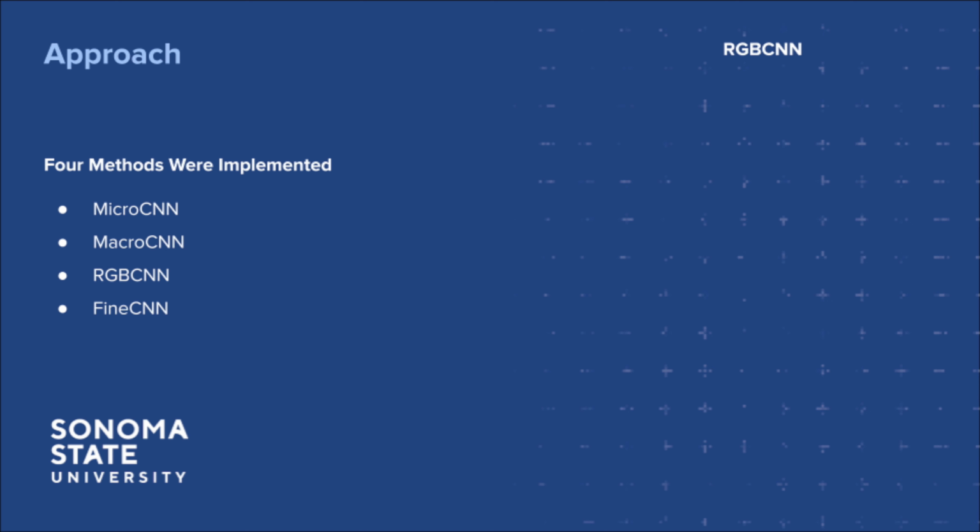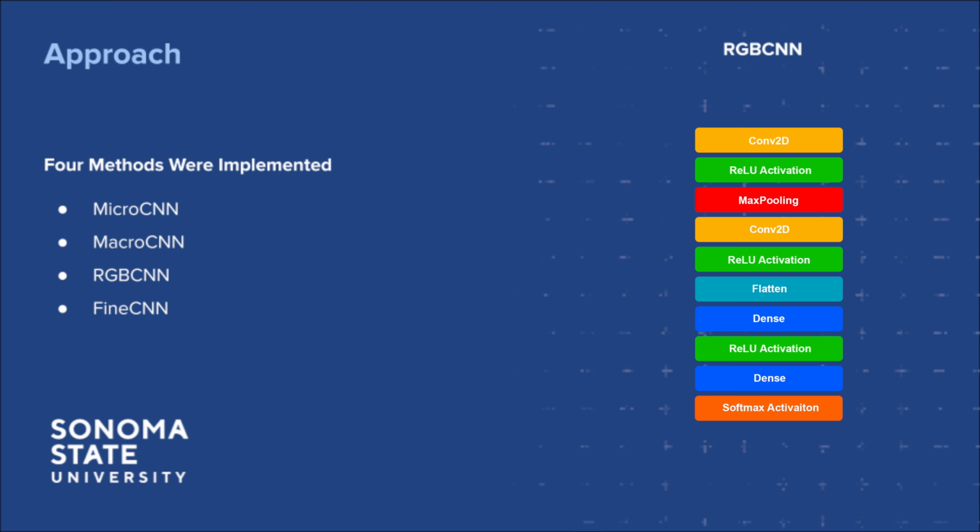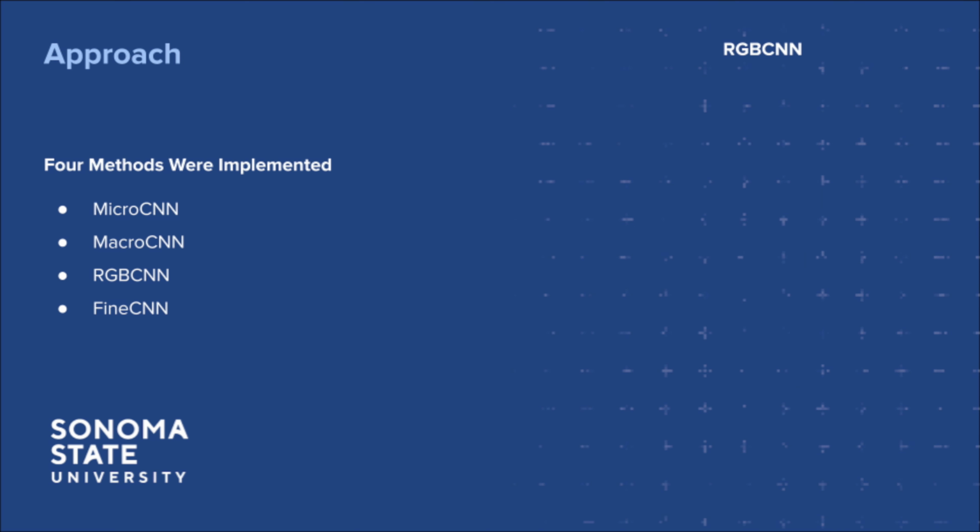Rather than using principal components, RGBCNN extracts the red, green, and blue frequencies, operating on 3 frequencies rather than the full 373. RGBCNN consists of 2 convolutional 2D layers with ReLU activation, 1 max pooling layer, a flatten layer, a dense layer with a ReLU activation, and a dense layer with a softmax activation. RGBCNN yielded an average accuracy of 97%.